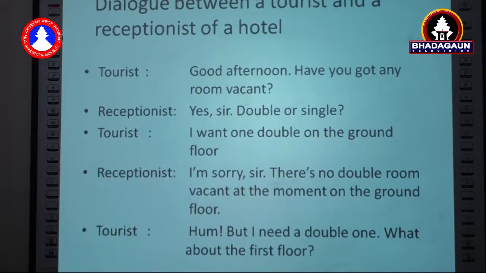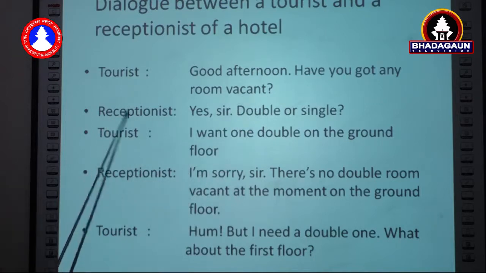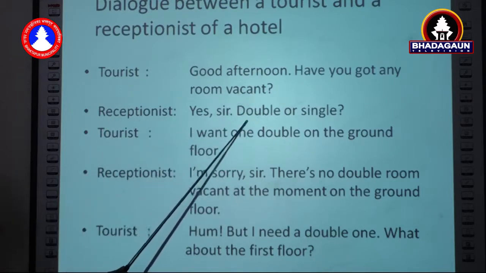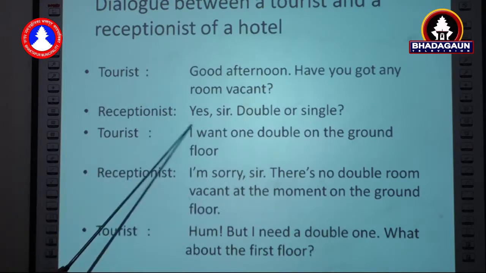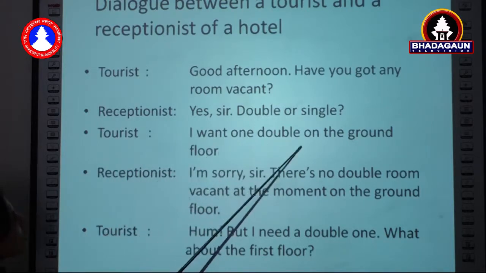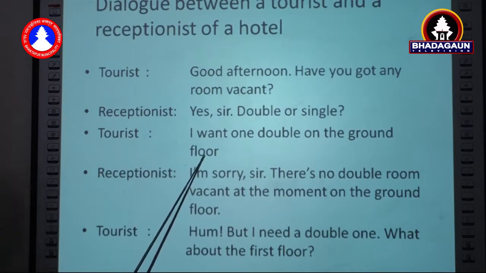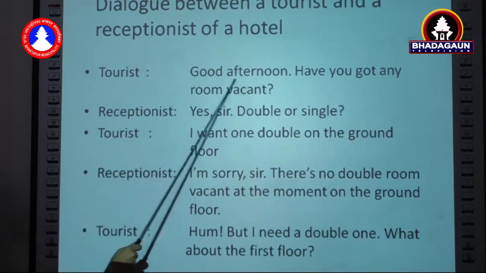Okay, so here a tourist says, Good afternoon, have you got any room vacant? That sounds polite, and the receptionist says, yes sir, double or single? And the tourist says, so that sounds very polite. Tourist says, I want one double on the ground floor. So slowly, this is the starting of the dialogue.